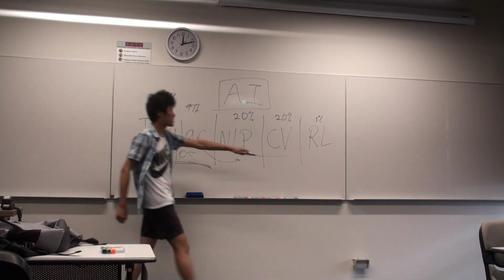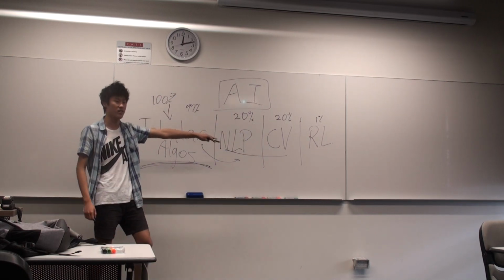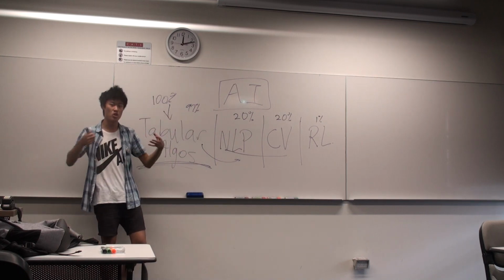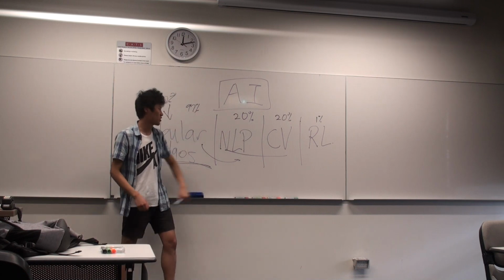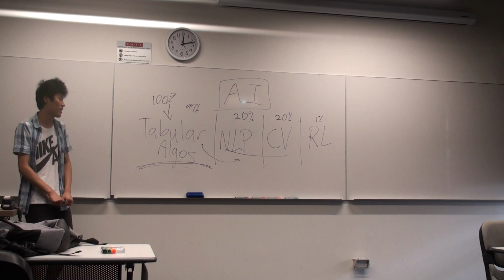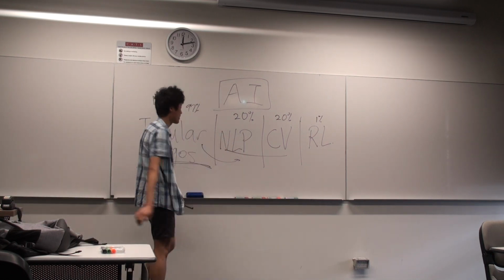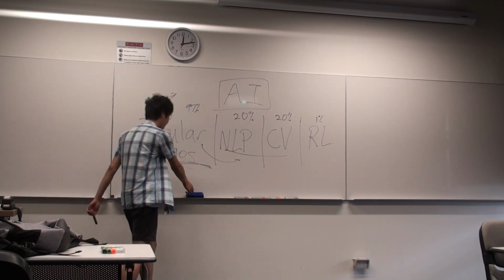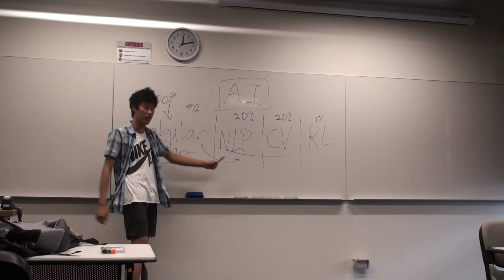So reinforcement learning is like self-driving cars, DeepMind and all of that. Computer vision is your facial recognition software and stuff like that, like Xbox Kinect. Natural language processing is Google Translate, Amazon's Alexa, Google Home, legal bots, Siri, all of that. But anyways, we'll be focusing on natural language processing today. Extremely important.